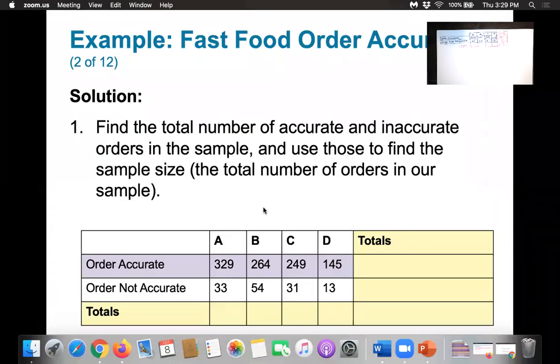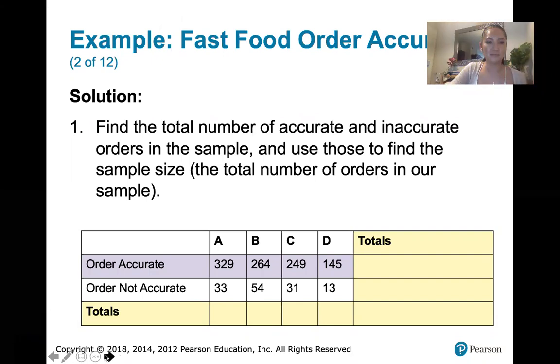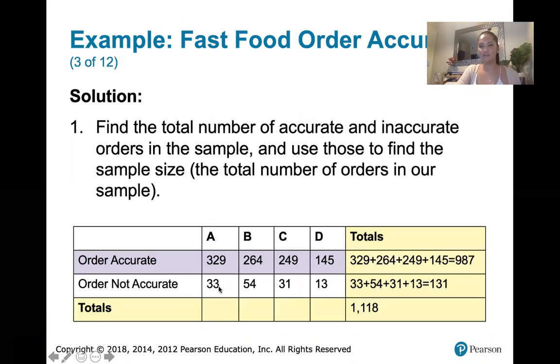Okay, so we're over here. We want to find the total number of accurate and inaccurate orders, and we did, and then we add those up to find the sample size. So it's the total number of orders in our sample. So I got 987 for accurate orders, 131 for inaccurate orders. That's good. It's consistent with what I have on my paper. And then I've got 1,118 total orders.